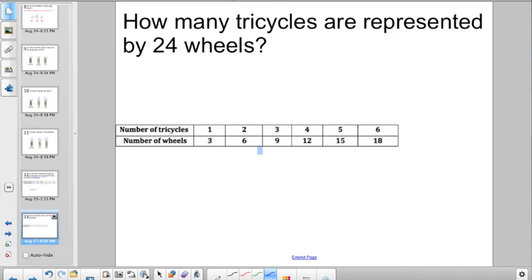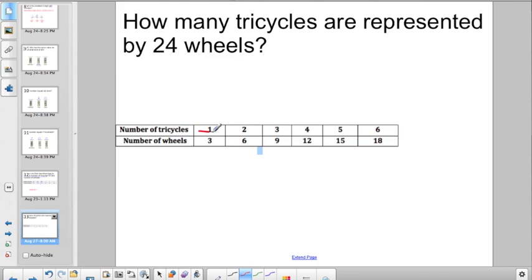Check out this one. How many tricycles are represented by 24 wheels? But Mr. Hines, my chart only goes up to 18 wheels. Fair enough. So you're going to have to extend this chart out and do it on a scratch piece of paper. Do not be writing in your book.